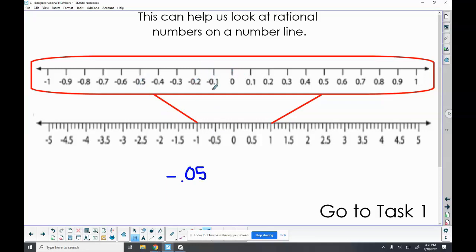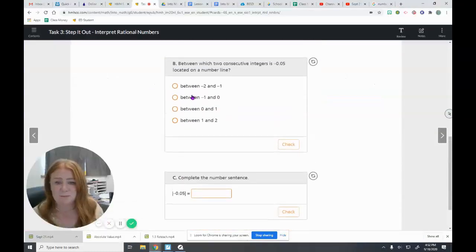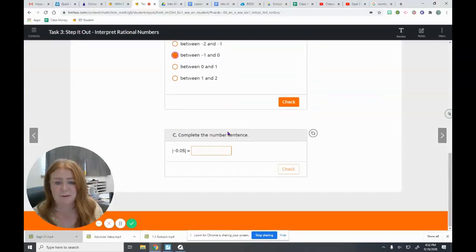So I know this decimal up here, negative 0.10 is like 10 cents, negative 10 cents. 5 cents is half of 10, so negative 0.05 would be here. So the integer closest to it is 0 because it does not have a whole number. And the next whole number it would go to is negative 1. So negative 5 hundredths is between 0 and negative 1. So between negative 1 and 0.